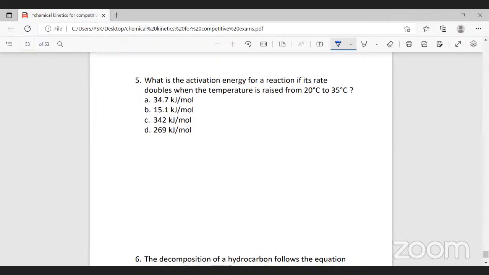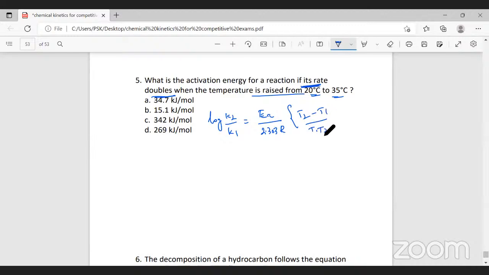What is the activation energy for a reaction if its rate doubles? Read the question very carefully. What will be the activation energy for a reaction if its rate doubles when the temperature is raised from 20 degrees to 35 degrees? So they're asking you to calculate the activation energy. The only formula to calculate the activation energy is log K2 by K1 is equal to EA by 2.303 R into T2 minus T1 divided by T1 T2.